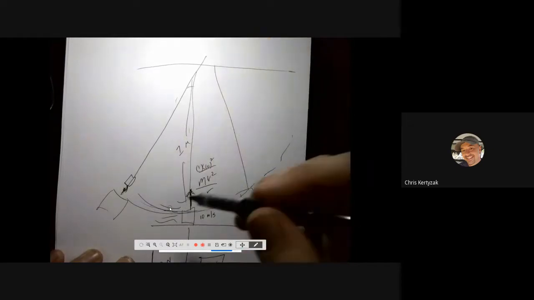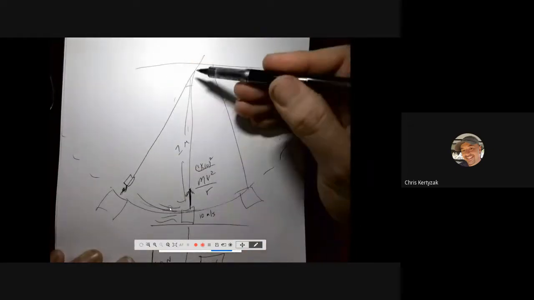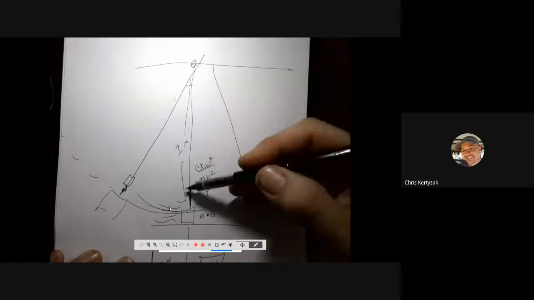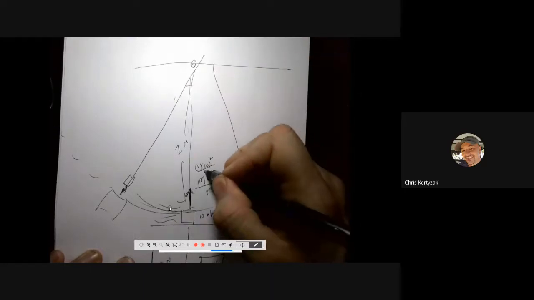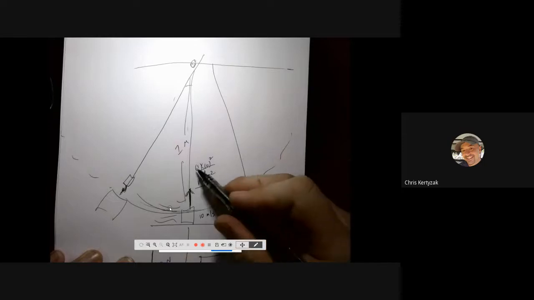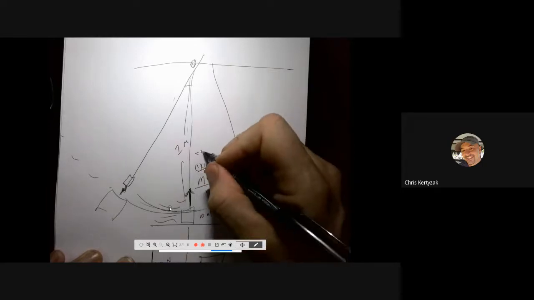This is a giant circle here. And r, the center of the circle, is here. So r, let's call it 1. Doing mv squared over r, what would I get? 1 times 10 squared over 1. So I get 100 newtons, right?